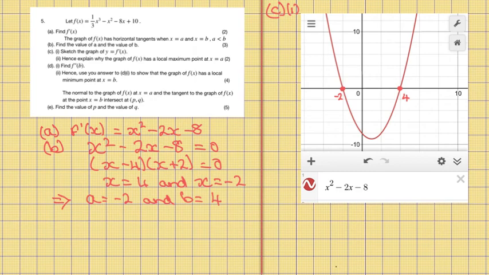Part 2. Hence explain why the graph of f of x has a local maximum at the point x equals a. As you can see from the graph, f dash of x changes from positive to 0 to negative at the point x equals minus 2, which means at that point f of x has a maximum point.